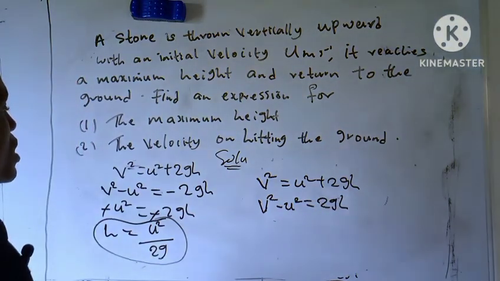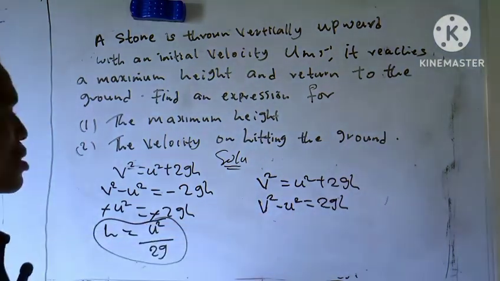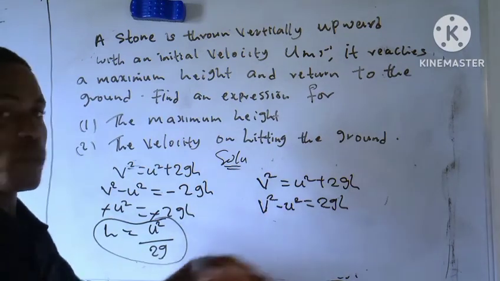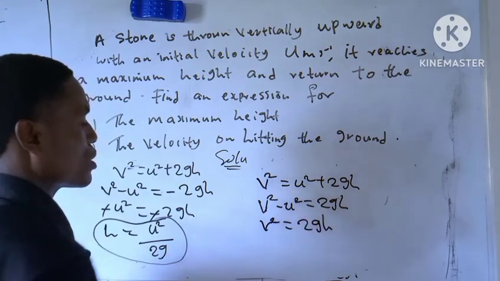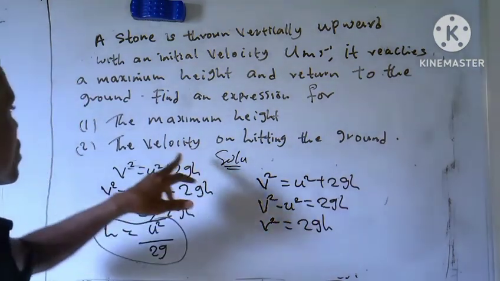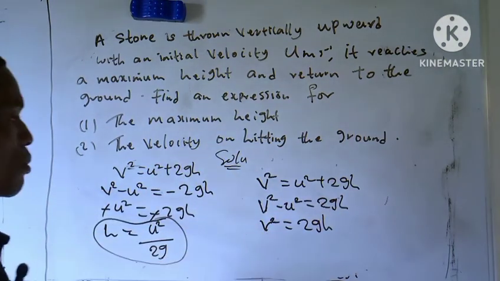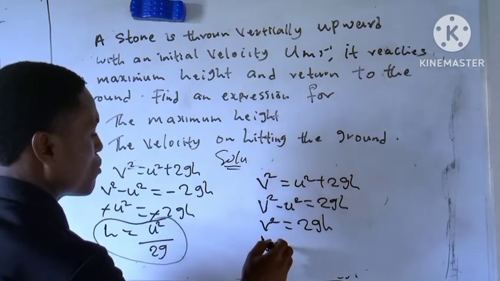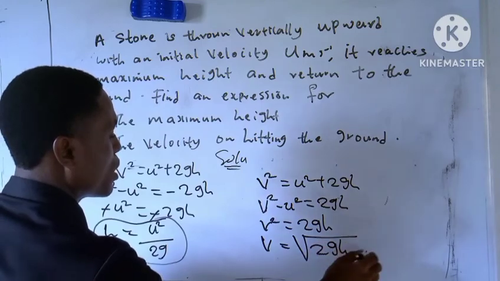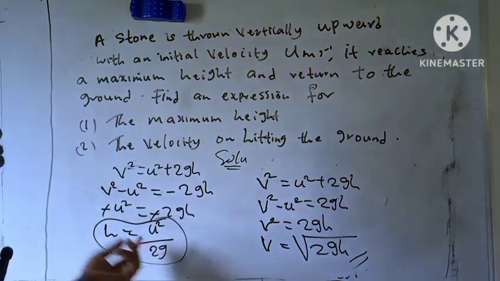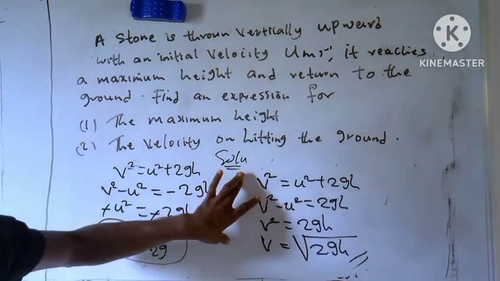So v square equal to u square plus 2gh. So here we have v square. We can use the first form, v square minus u square equal to 2gh. Right? So I said if the object is coming downward, this initial velocity is zero. So v square minus 0 will still give us v square equal to 2gh. So they said the velocity on hitting the ground. So we are making v the subject of the formula. So we want v, it will be v equal to, introducing the square root, square root of 2gh. So these are the two expressions. This is the first one and this is the second one. So make sure you know all these rules and how they are applied.